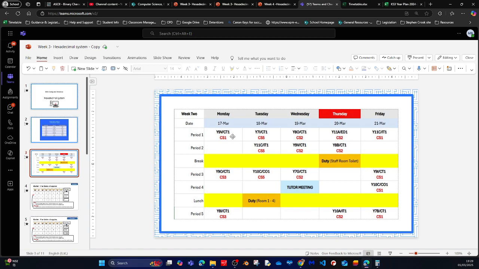So in a small box, I have to write 9V CT1 CS1. It could have been Year 9 Violet, Computer and Technology 1, CS1, the classroom. That would have been very, very long. So now we use these things everywhere. Have a look at this bin.